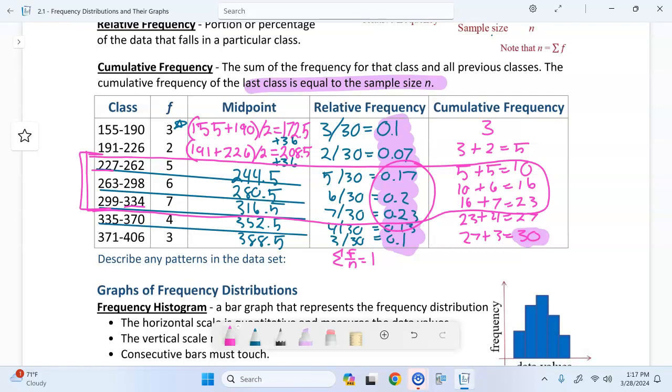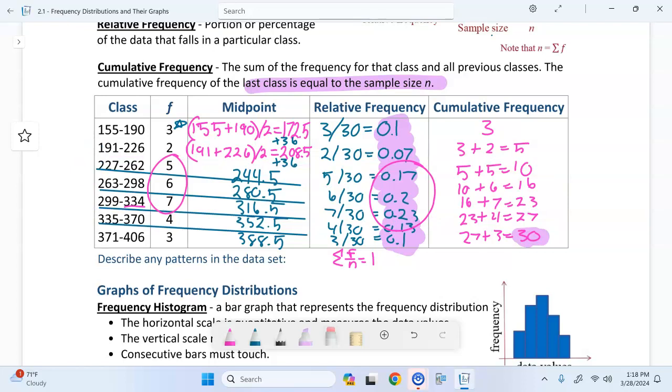What did you add? I added the three relative frequencies. 0.17, 0.20, and 0.23. Oh, and that gives us 60%. Okay? So we can see that we have a big jump in frequencies in the middle. Okay? We can also look at specifics.